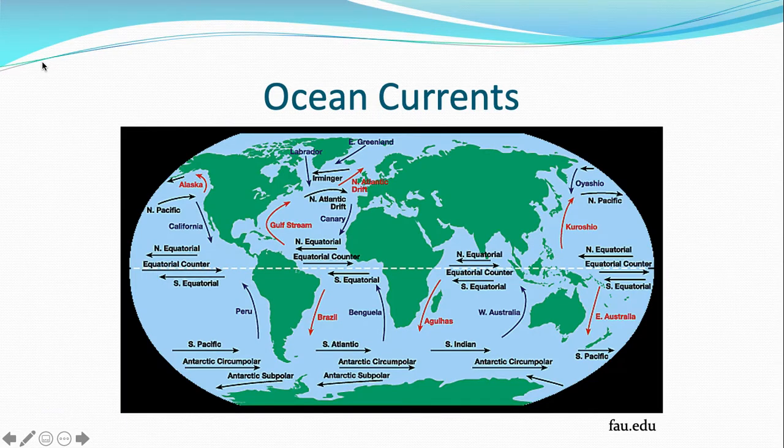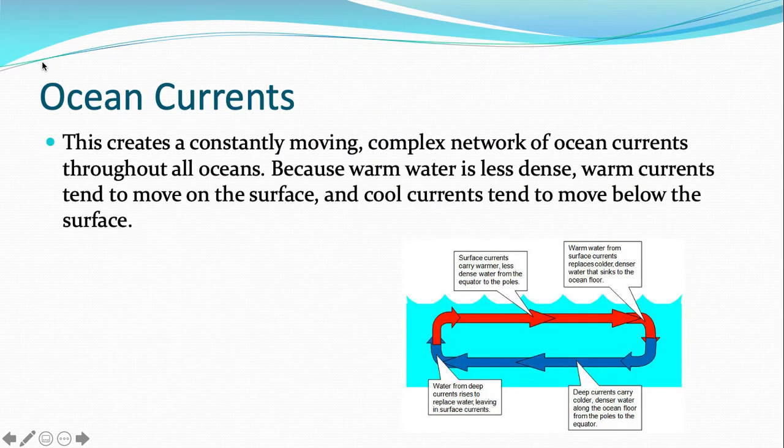You get a big system of currents that's fairly predictable. And you'll notice that all the red arrows that are representing warm currents are moving away from the equator. And the blue lines that represent cold currents are moving away from the poles. This creates a constantly moving, complex network of ocean currents throughout all oceans. Because warm water is less dense, warm currents also tend to move on the surface, while cooler currents tend to move below the surface, as you can see in the diagram.